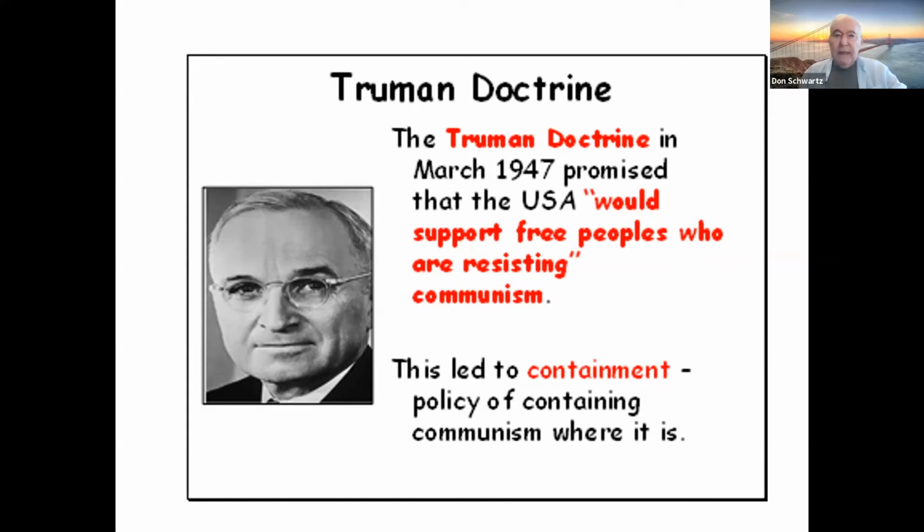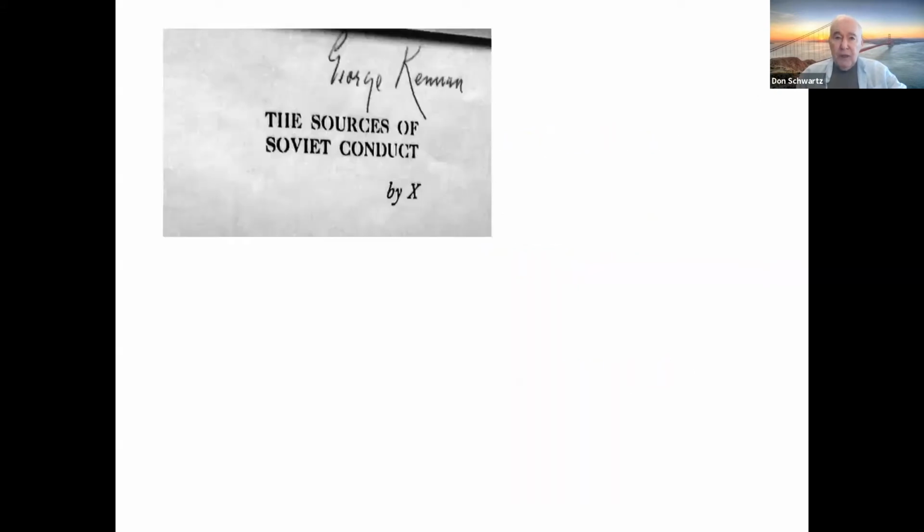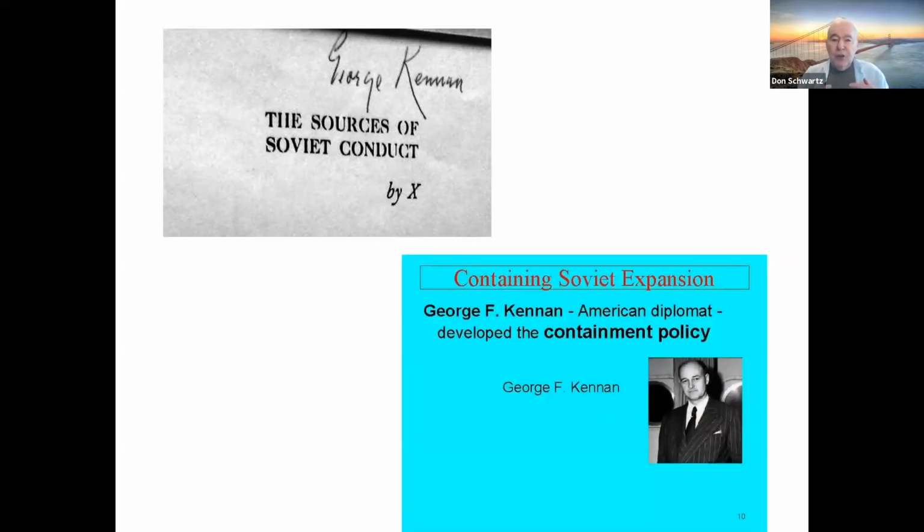Then in July 1947, under the pseudonym Mr. X, George Kennan published an article entitled "The Sources of Soviet Conduct," in which he called for a policy of containment towards the Soviet Union. That article created a sensation, and the term containment instantly entered Cold War lexicon.